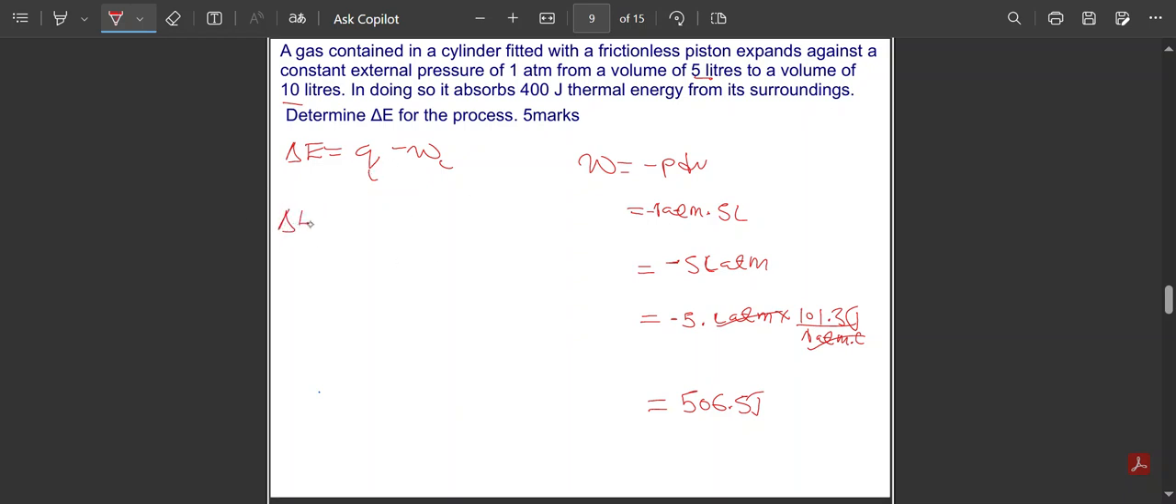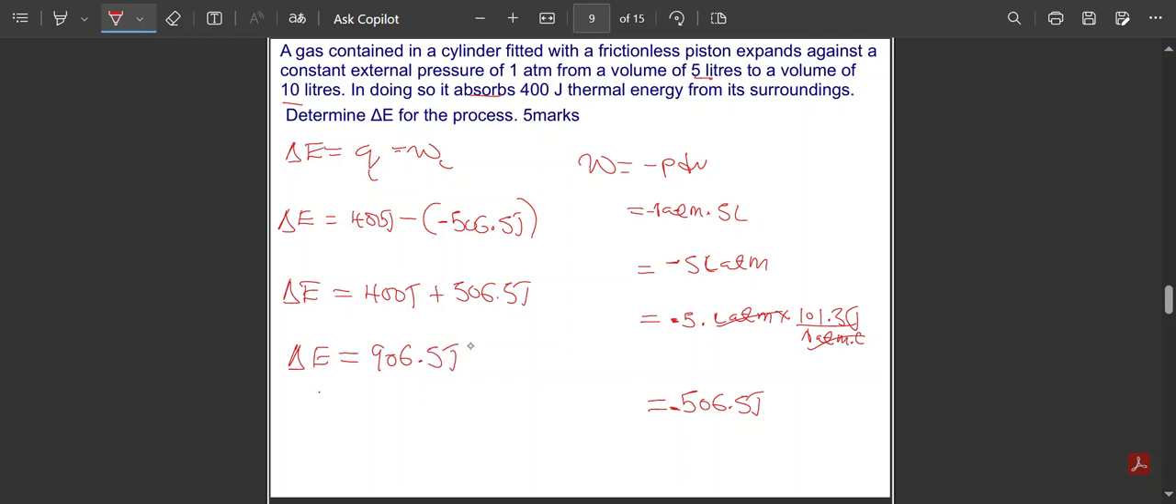Now we have heat and work. We say the change in energy is equal to the heat absorbed, which is 400 joules, minus the work. The work is supposed to be negative, so the negative must be maintained. So this is 400 joules plus 506.5 joules. When we add this, the change in energy is 906.5 joules. This is the change in internal energy.